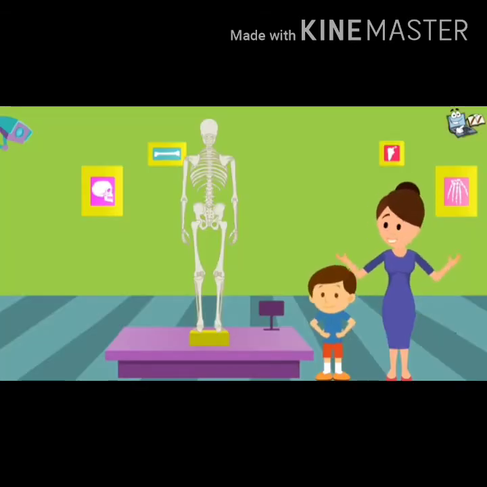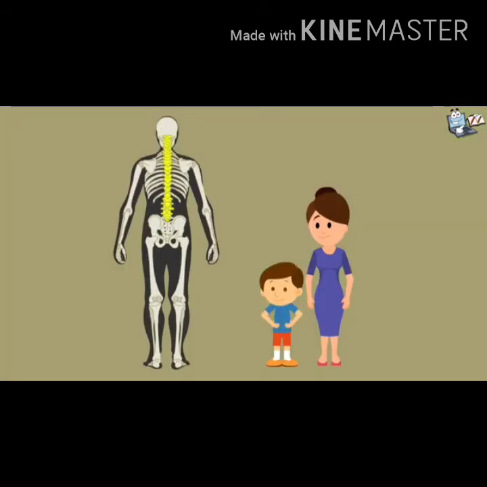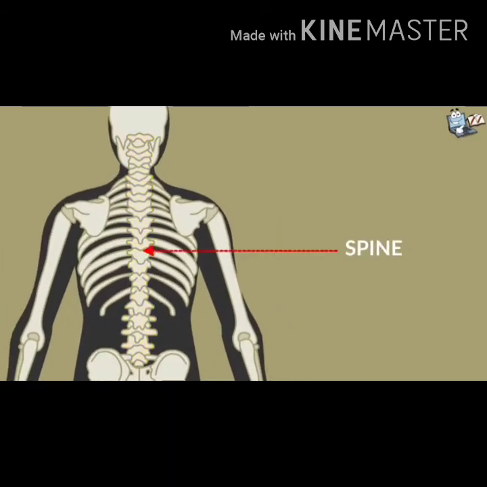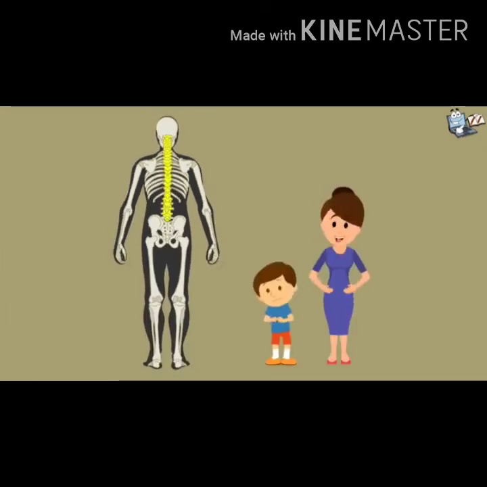Now, let's see the back of this. Look, it's not a single bone. It is built of 33 small bones called vertebrae, and this whole structure is known as the spine. The spine helps you twist and bend. Also, it holds our body upright.